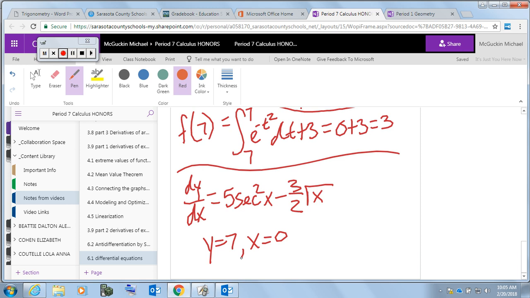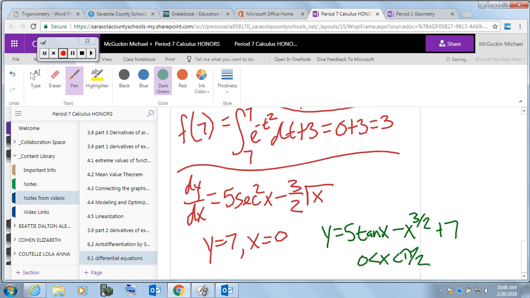All right, in doing so, you should arrive to see that the answer will be y equals 5 times the tangent of x, minus x to the 3 halves, plus 7, with a restriction from 0 to pi half. Okay? That's what you should get in the result for your answer. Double check it, see if you're on the same page. We'll go over it first thing, and we're on to the next one.